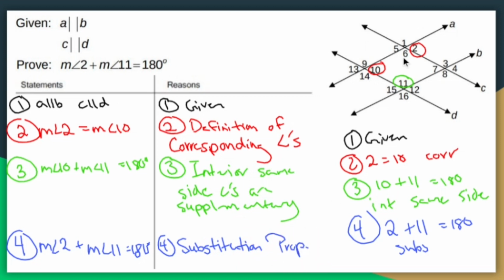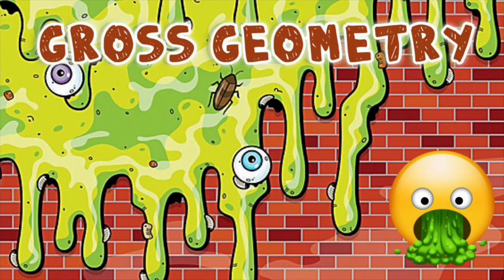So when given a bunch of parallel lines, use that. You're going to use words like interior angles, alternate interior angles, alternate exterior angles, corresponding, same side, supplementary. You're going to use all of that to your advantage. And from there, we were only able to do this in 4 steps. So not so bad. I'll take it.